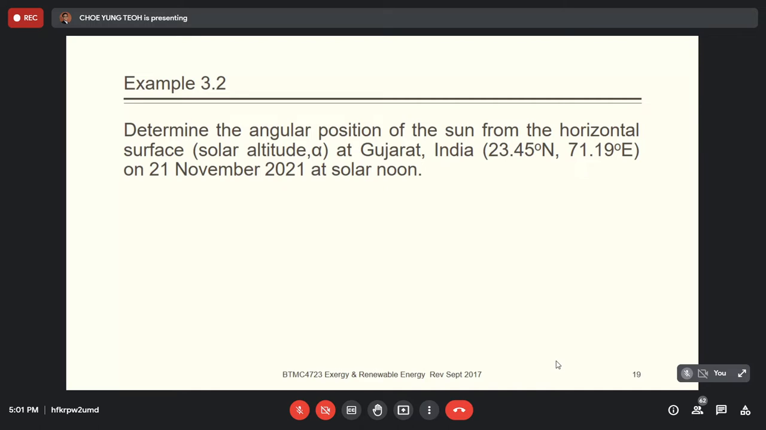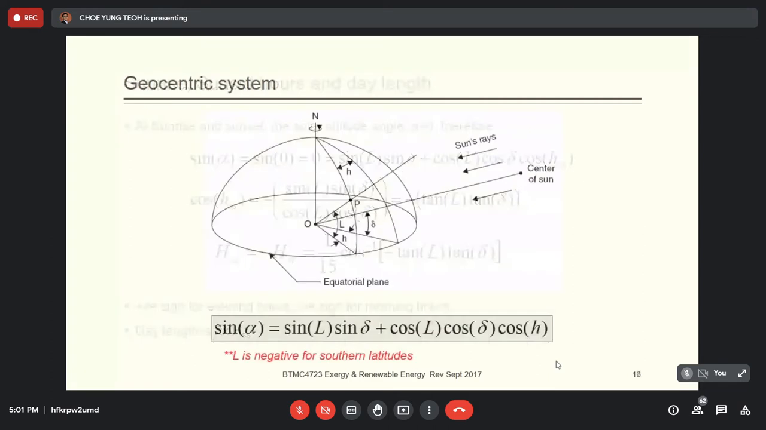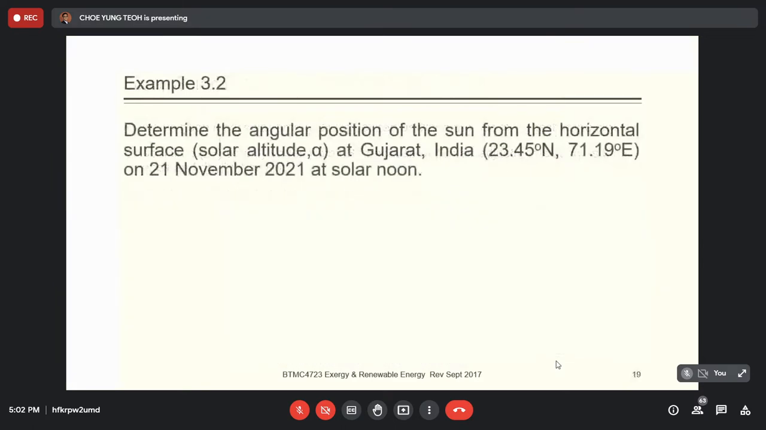We want to find the solar altitude angle. So you can go find the equation for solar altitude angle. Yes, this one. Okay, so to find alpha, you need to know the value of L, latitude, the declination angle, delta, and also the hour angle. So we find one by one.